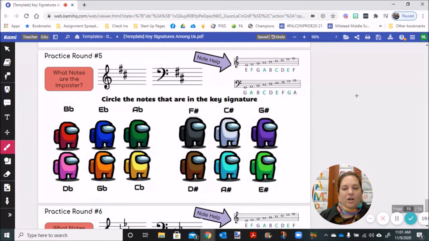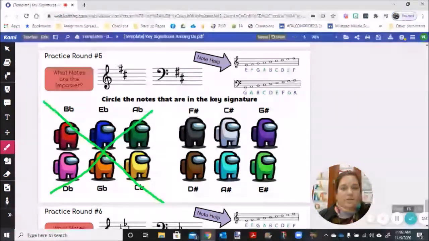We have sharps in our key signature again. So take your drawing tool, cross out the flat imposters. There are no flats in this key signature. Look at the key signature. Which symbol is first? This one in treble clef, this one in bass clef. 5th line treble clef, 4th line bass clef. That's F sharp.